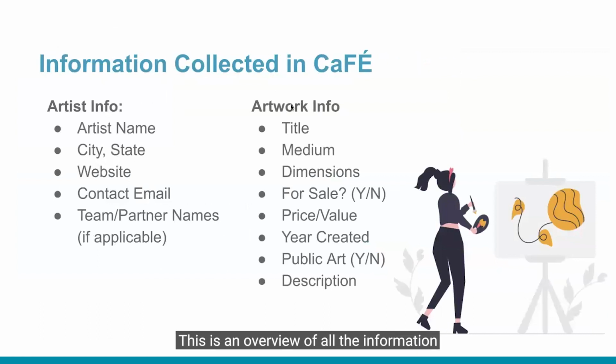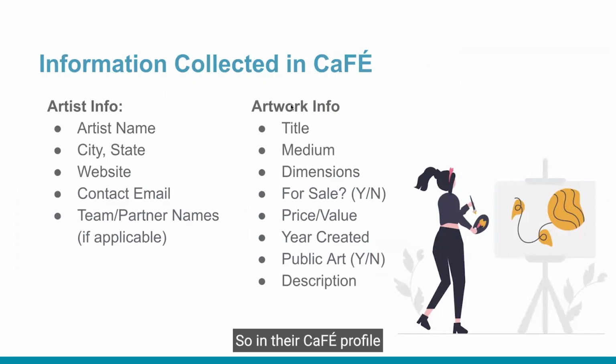This is an overview of all the information collected in CaFÉ before an artist even reaches your application. So in their CaFÉ profile, they will put in their artist name, city, state, website, contact email, and list of team or partner names. For each individual piece of artwork, they will submit their title, medium, dimensions, whether or not it's for sale, and if it is for sale, the price or value of the piece, the year created, whether it's a piece that's currently being displayed as a public art piece, and the description.